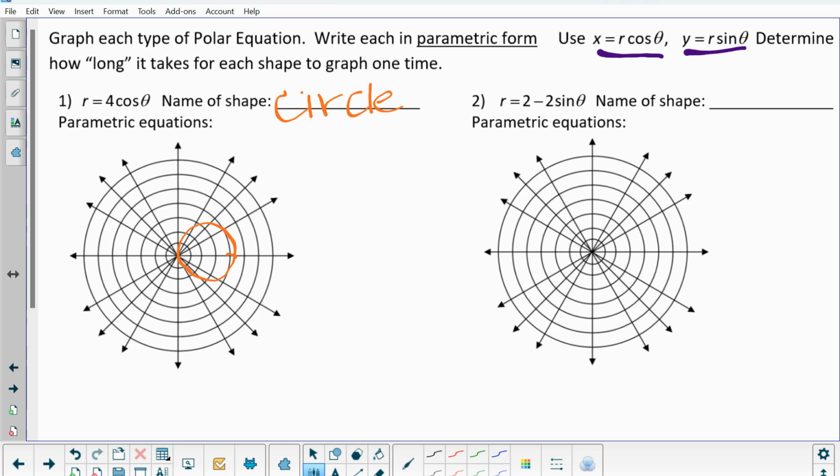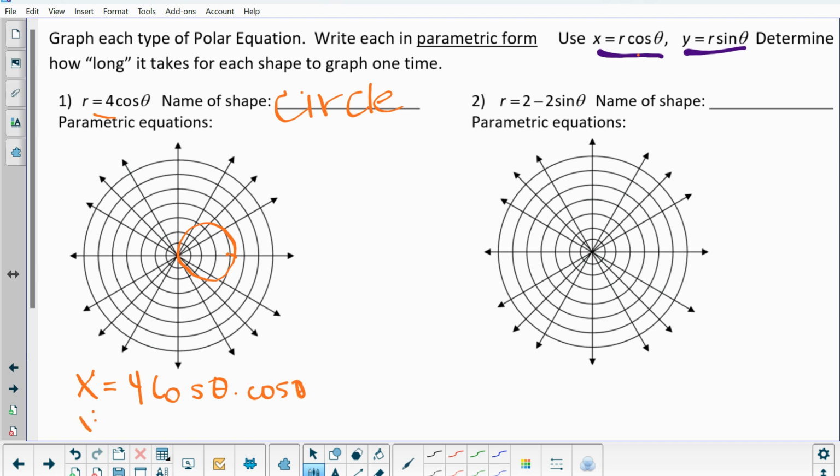To turn this into parametric equations, what you do is you take this x equals r cosine and you rewrite it as x equals. Okay. And you see what r is there, and then you're going to multiply this r by that cosine. So r here is 4 cosine theta. My stylus isn't working very well. And then I multiply that by cosine. So this is the x parametric equation.